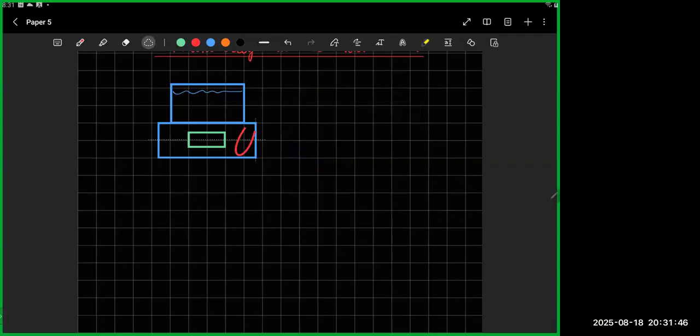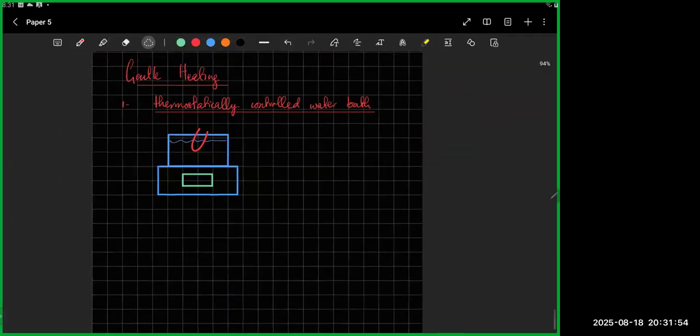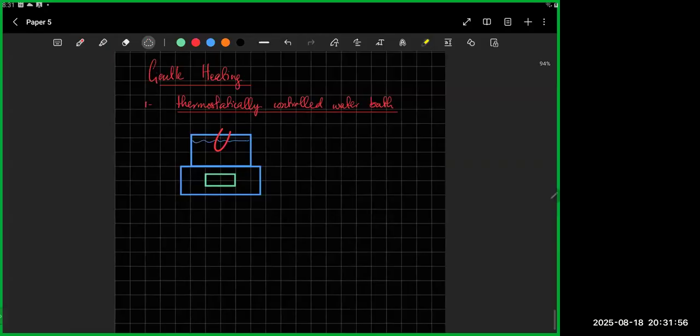So that's one way. The other one is that's also a thermostatically controlled water bath, and the diagram is going to look like this.